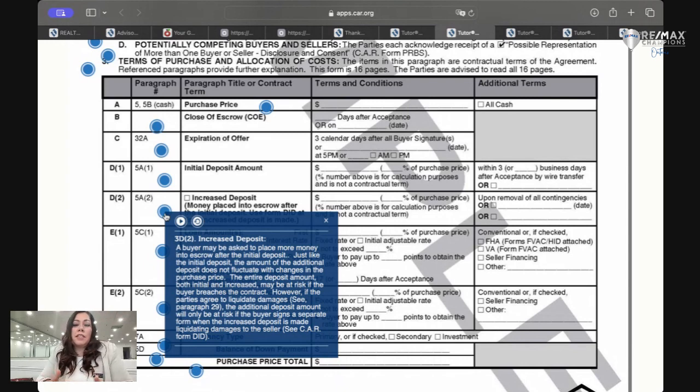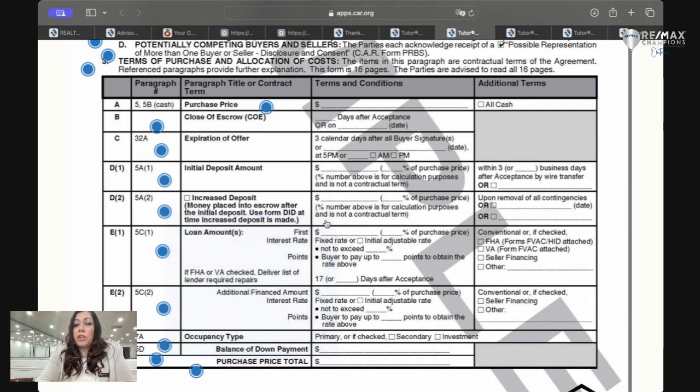So you as a listing agent or as a buyer's agent can decide to put an increased deposit, and then specify how much and by when that money has to be inputted. If you notice to the additional terms, it is upon removal of all contingencies as well. Sometimes people want to wait until they do an inspection to even make sure that they're going to move forward.